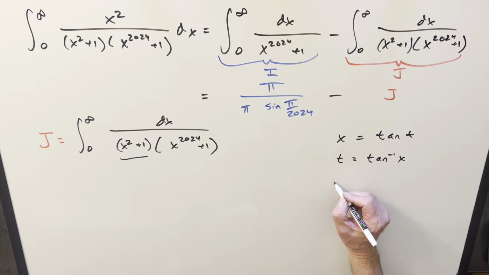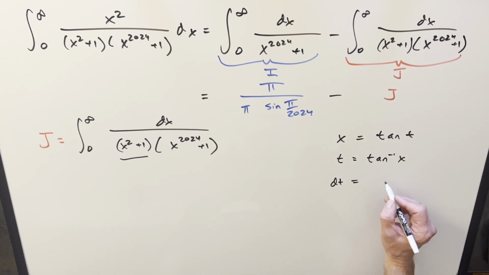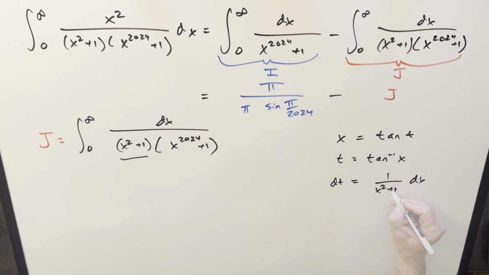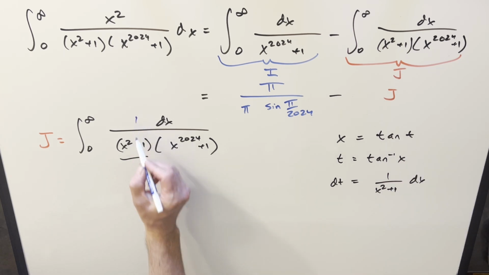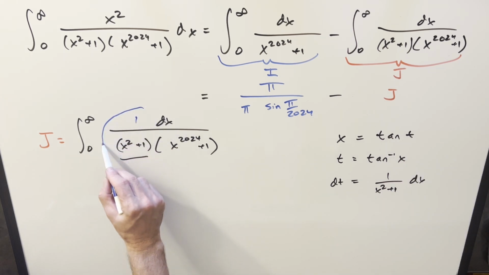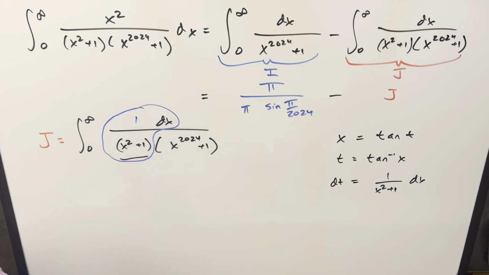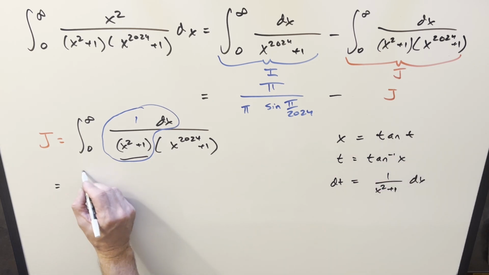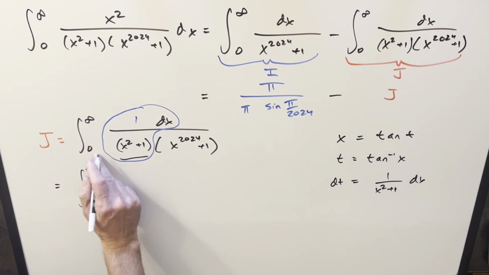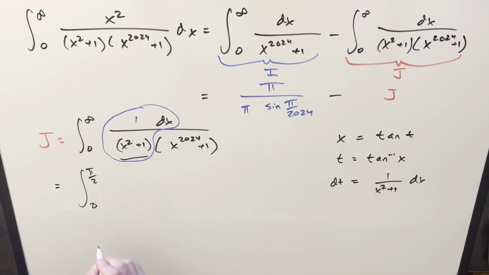And then let's take a derivative on this. So for our dt value, we just get 1 over x squared plus 1 dx. So what that means is if I just create a 1 right here, you'll see that everything right here is all going to turn into just dt. So then let's go ahead and substitute. So first, updating our bounds, plug in infinity, arctan at infinity is going to be pi over 2. Plug in 0, arctan at 0 is just 0.